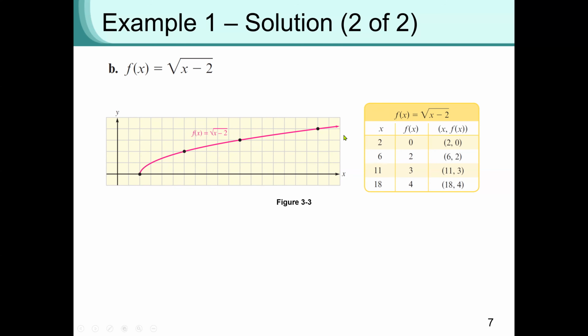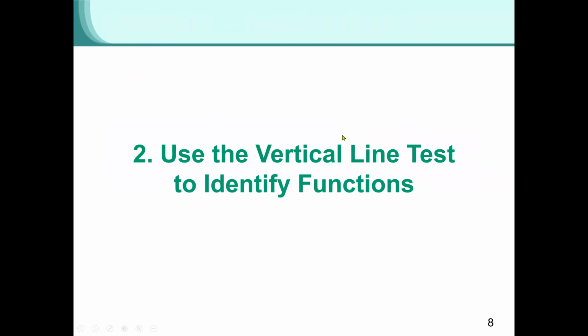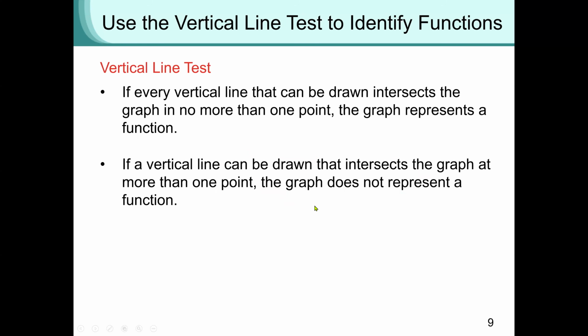So again, plotting a graph is 2 steps. You have the function, come up with any x value, find the f at x, or y, and it's 2 dimension. Every point has x and y, and you plot it. Now, next is how to use the vertical line to test if an expression is a function. So use the vertical line test to identify functions.